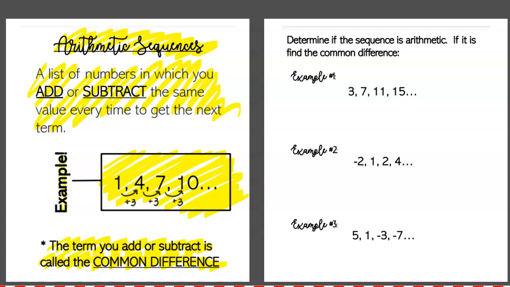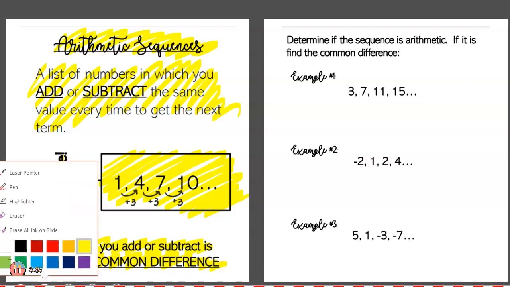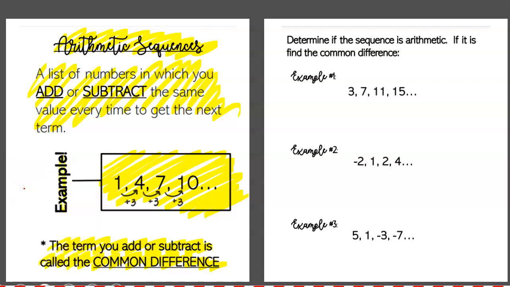So again, we are looking at arithmetic sequences. Arithmetic sequences add or subtract, and we call this a common difference. So we're going to look at a few examples. Feel free to copy any of these in your notebook or just to do these on your own, on a dry erase board, or on a sheet of paper. Determine if the sequence is arithmetic. If it is, find the common difference.